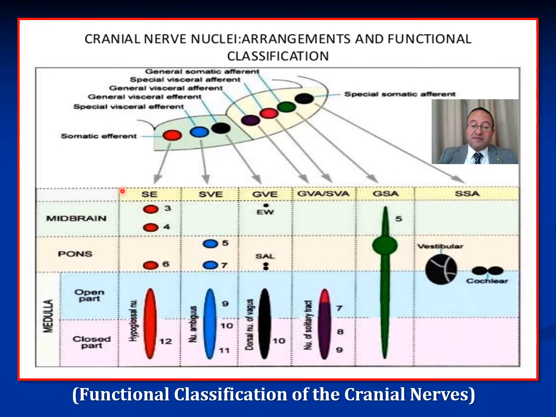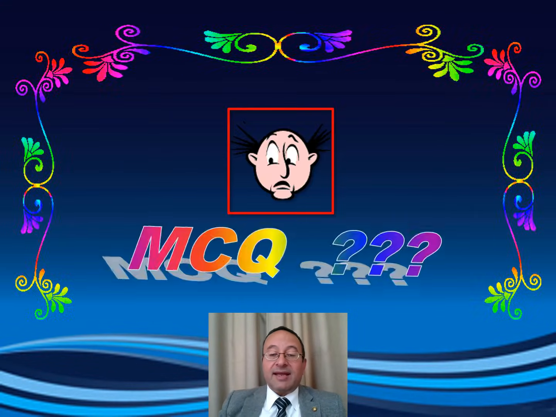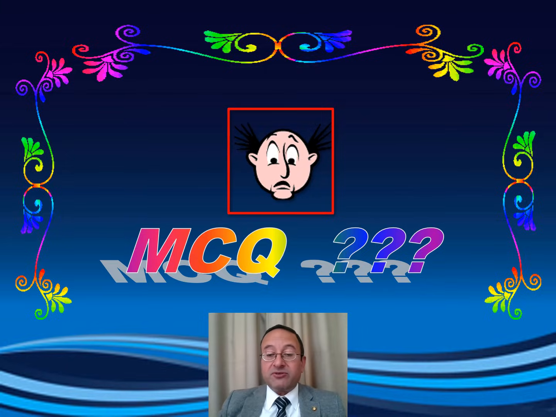This is the functional classification of the cranial nerves. You can revise it with this nice diagram also, including the distribution of the nuclei into the different parts of the brain stem. Now we'll start our multiple choice questions.